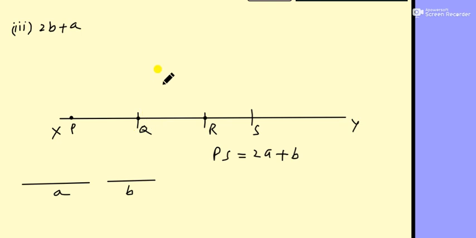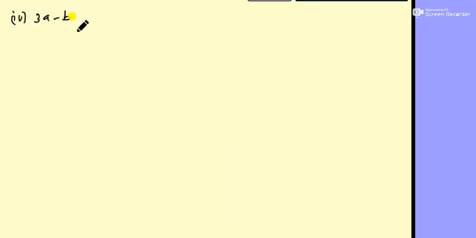So you can do. Let us see the fourth part of this question. The fourth part is 3A minus B. How can we construct the 3A minus B? First of all, you can make a line segment, that is the small a, like this, and small b is like this, and write the name. It is A and it is B.